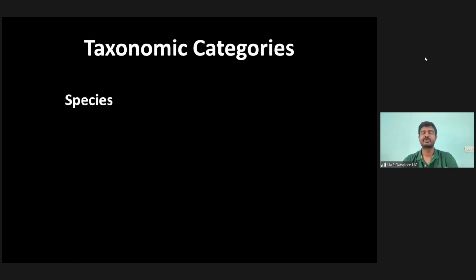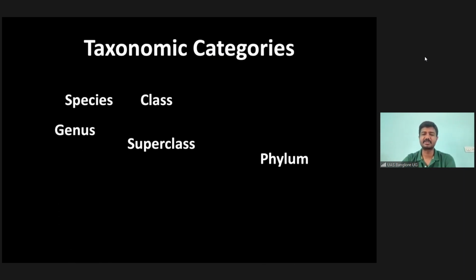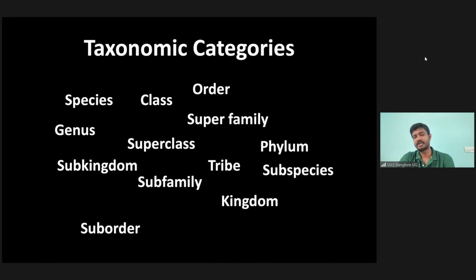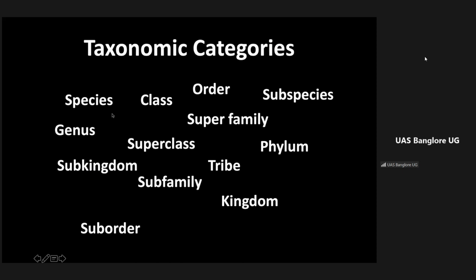Anyway, coming to species, it is one of the last levels. Before species, what is there? Before species, we have genus. Before genus, we have subgenus. Before subgenus, we have the subfamily. Above subfamily we have family. Then above that, supra. I'll put it like this.